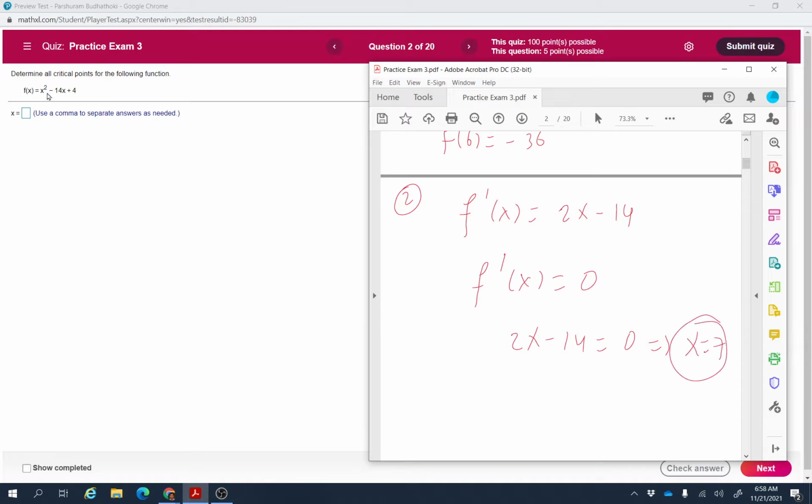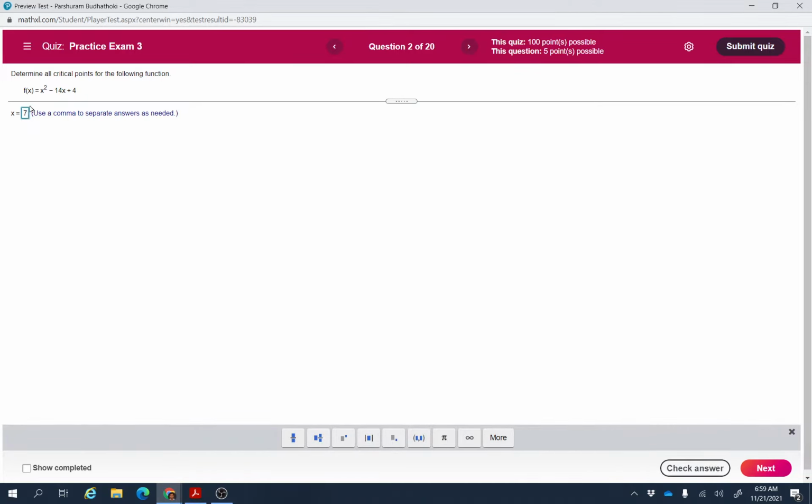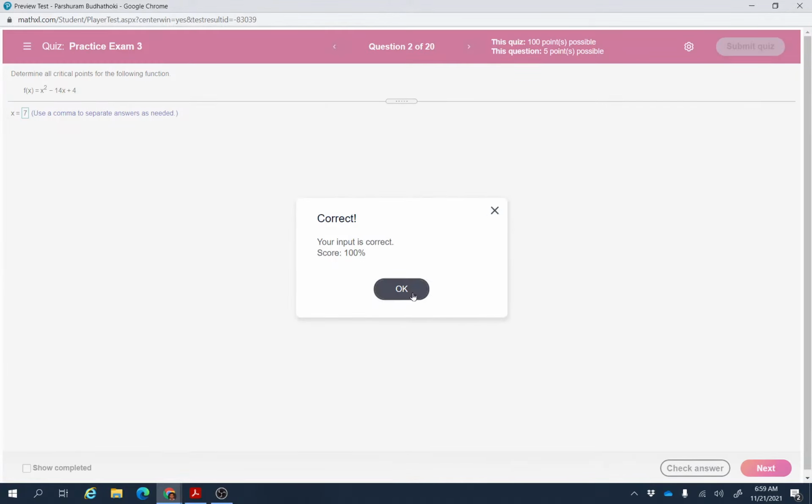This function is a polynomial function, so the derivative exists everywhere. So this is the only point where the derivative is 0, so this is the only critical point. Critical point means where the derivative is either 0 or not possible or undefined. That's the only point where the derivative is 0, and everywhere the derivative is defined for this function. So that's the only critical point we have.